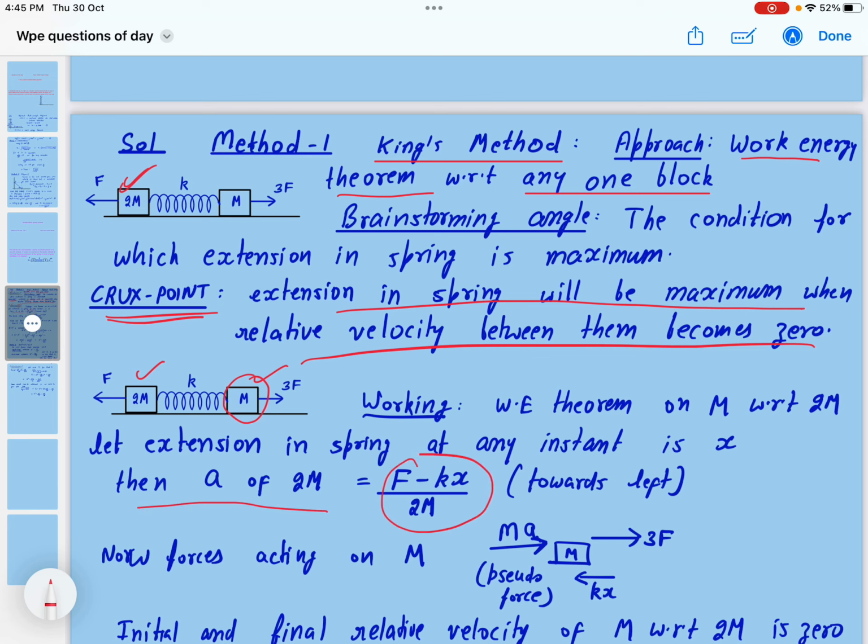Kx is the spring force. So at any instant, say the extension in the spring is x, then the acceleration of 2m at any instant I can write as (F minus Kx) by 2m, and obviously towards the left, because I'm writing here F minus Kx, right? So it means I'm assuming F is more than Kx. So the acceleration of 2m at any instant I can write as (F minus Kx) by 2m.